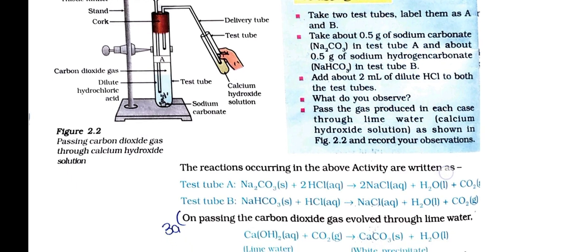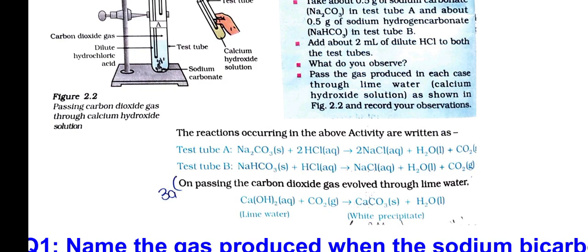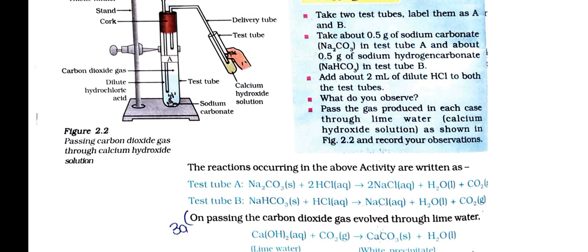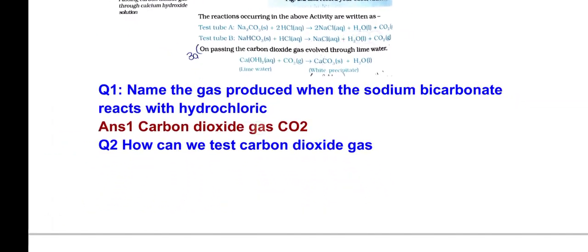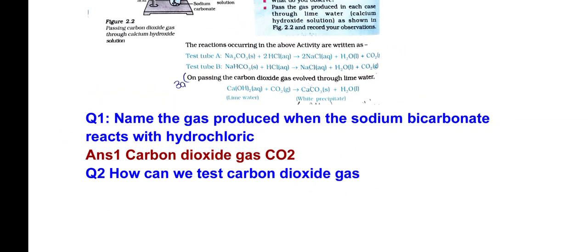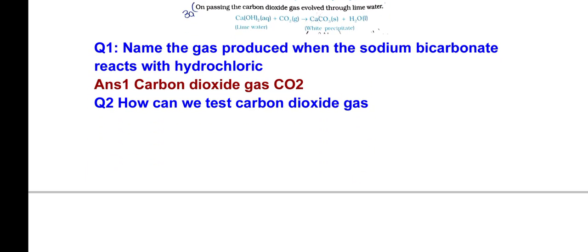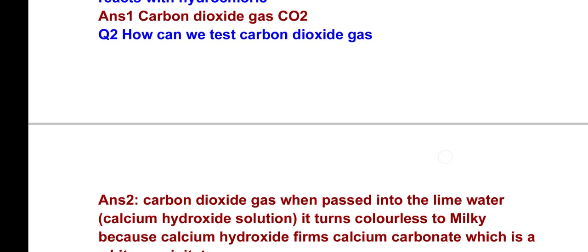Calcium hydroxide solution is also called lime water, and lime water is colorless basically, but when it comes in contact with the atmospheric air which contains carbon dioxide, it becomes a little bit cloudy. And if you pass carbon dioxide thoroughly into the solution, it becomes more and more milky. Now the questions related to this come in this way. Name the gas produced when sodium bicarbonate or sodium carbonate reacts with the hydrochloric acid. Now the answer is carbon dioxide gas.